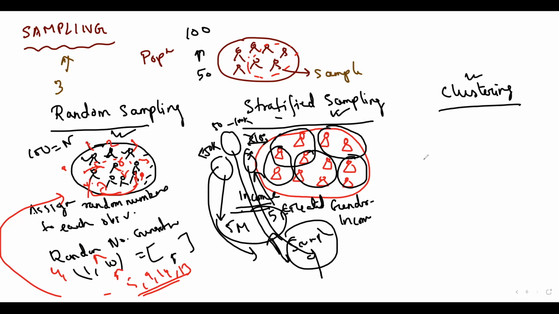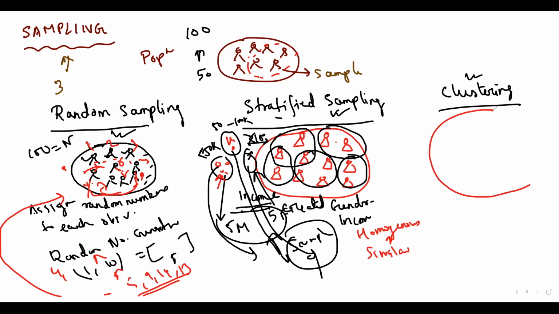Now, what is clustering and how is it different from stratified sampling? In stratified sampling, we created the groups which are homogeneous in nature, right? This is important. Homogeneous in nature. What is homogeneous? Meaning similar in nature. So all the females have similar characteristics, right? They are females, and all the males will have similar characteristics. They are males, right? So we collected in this form.